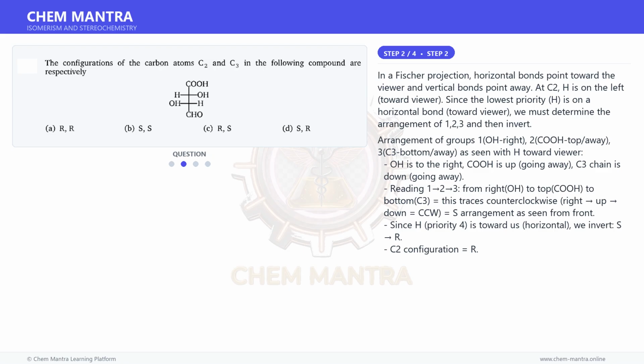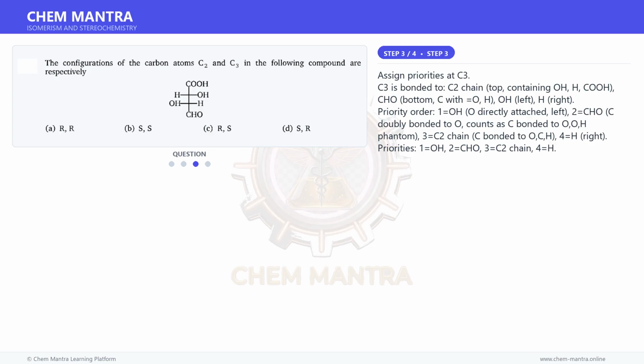Reading 1 to 3, from right, O, to top, Cu, to bottom, C3, this traces counterclockwise: right, up, down, equals CCW, equals S arrangement as seen from front. Since H, priority 4, is toward us, horizontal, we invert, so C2 configuration is R. Moving on to the next step.